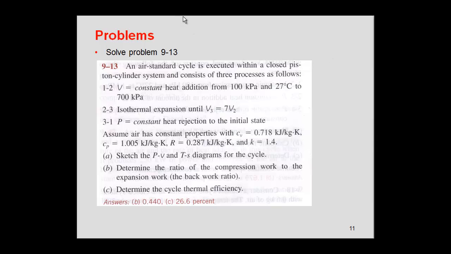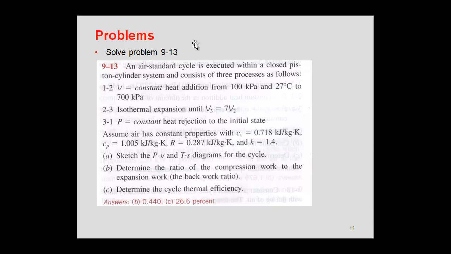So we are asked to sketch a PV and TS diagram for the cycle, determine the ratio of compression work to the expansion work, and determine the cycle thermal efficiency. So we're going to start by drawing our TS diagram and PV diagram.